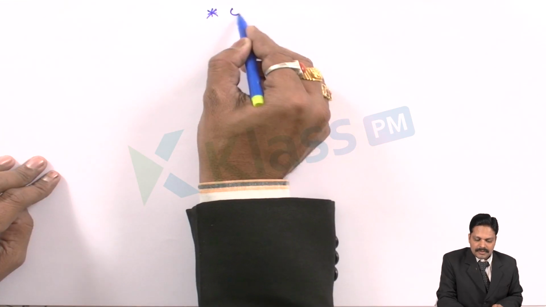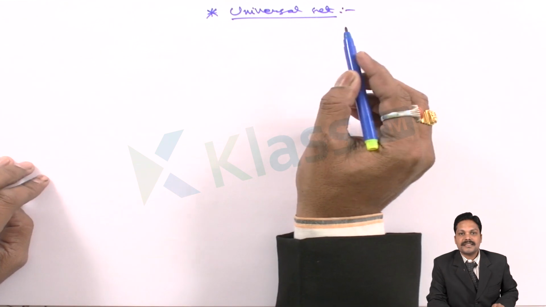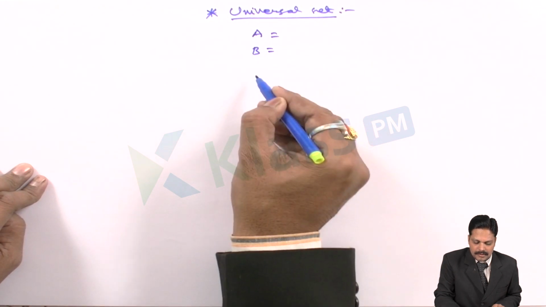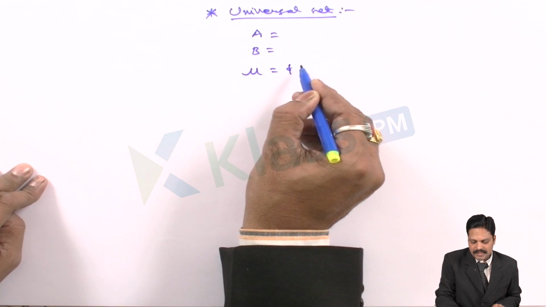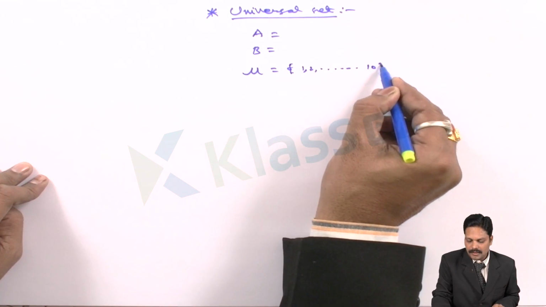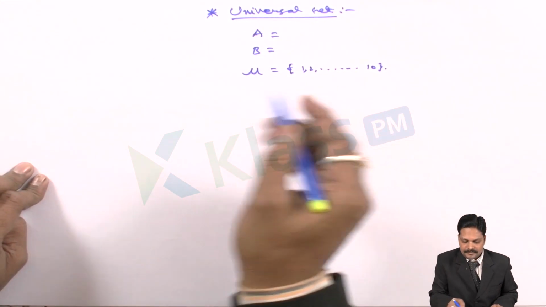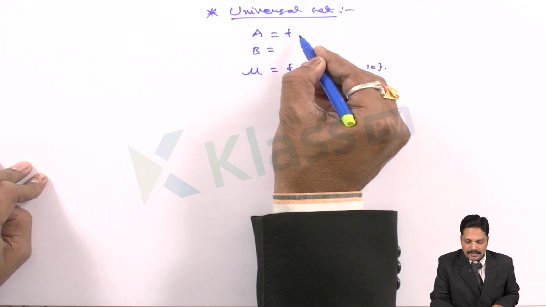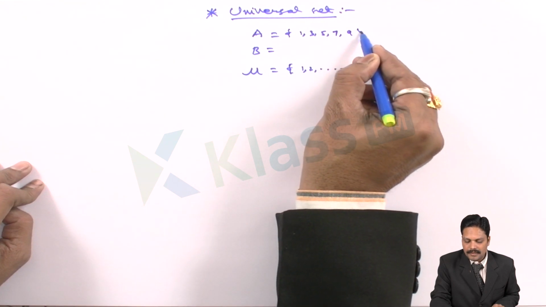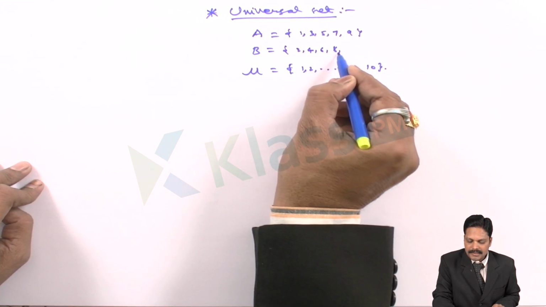Next one, universal set. How can we represent the universal set? Here I am taking A, B and mu as the universal set. I am taking the universal set as 1, 2, 3 and so on up to 10. It is a well defined set. We are having the natural numbers up to 10. Then coming to set A, I am taking only the odd numbers 1, 3, 5, 7 and 9. And coming to set B, I am taking 2, 4, 6, 8 and 10.